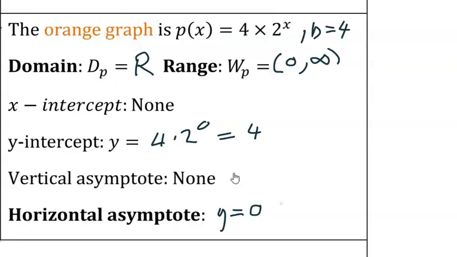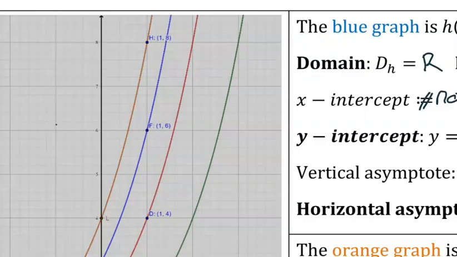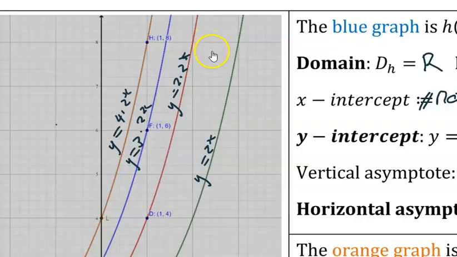And that happens at the x-axis. If I label my graphs again as y equal to 2 to the x, y equal to 2 times 2 to the x, y equal to 3 times 2 to the x, and y equal to 4 times 2 to the x, then I see that for the orange graph, I have a value of 8 for x equal to 1.